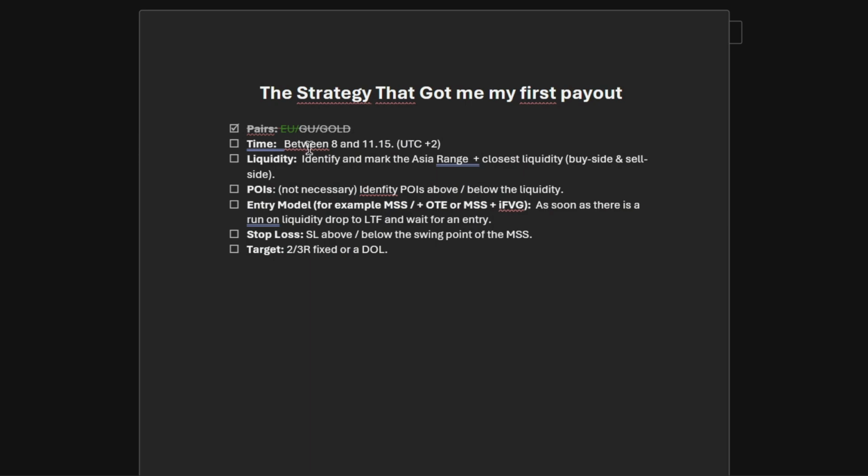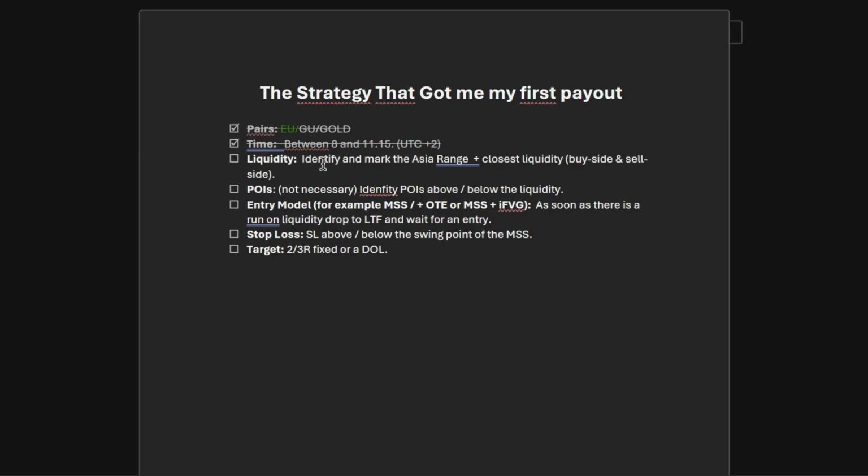Then the time, so I'm looking for the setups between 8 and 11:15 UTC plus 2. Why this time? Why 11:15, which is a weird time. So basically at 11 the 4-hour candle opens, so there could be an AMD setup there, so basically a manipulation at the start of the 4-hour candle.